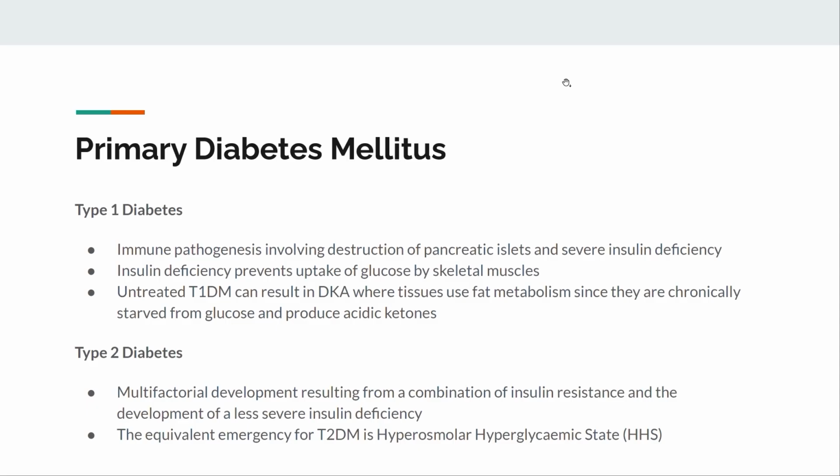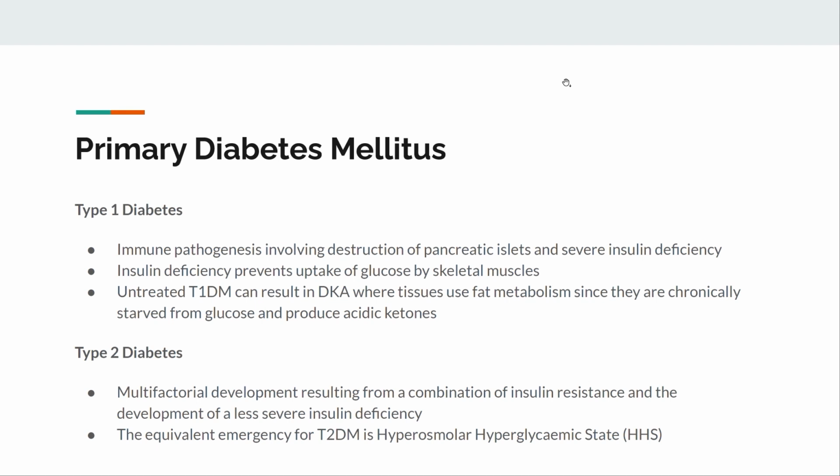Let's talk about diabetes. Primary diabetes, type 1 and type 2 are what we know. Type 1 is an immune pathogenesis involving autoimmune destruction of pancreatic islet cells with severe insulin deficiency, which prevents the use of glucose in skeletal tissues, and when it's untreated can result in diabetic ketoacidosis, where because the tissues are starving, they use fat metabolism, which produces acidic ketones, and at the same time you'll have hyperglycemia because the glucose is left in the blood.